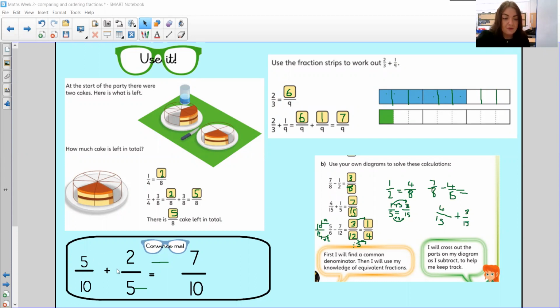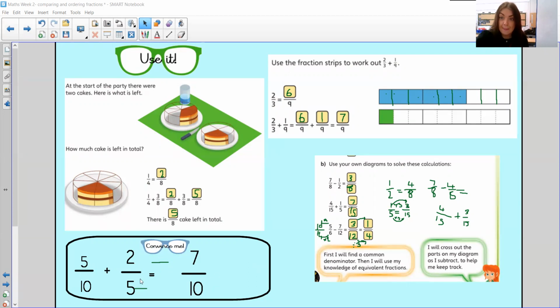So you can see what I've done here is that I've added my numerators and I've got 7, and I found the equivalent fraction into tenths. But what did I forget to do? I found the equivalent fraction, and I knew that I had to change it to tenths, but what did I not change?